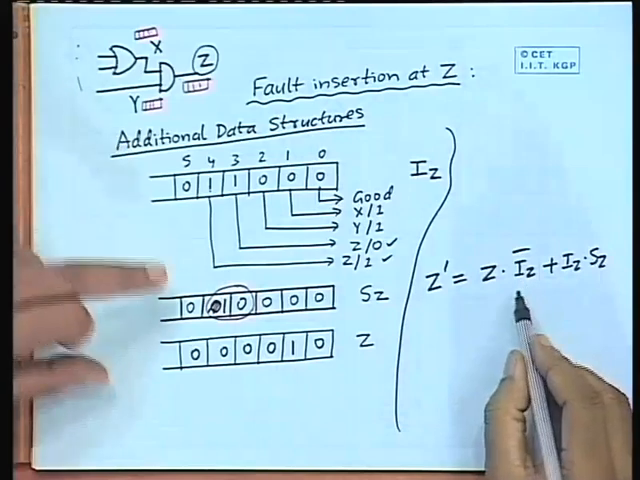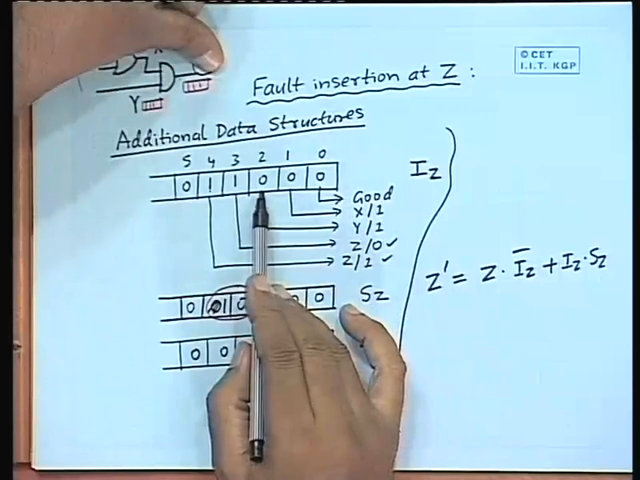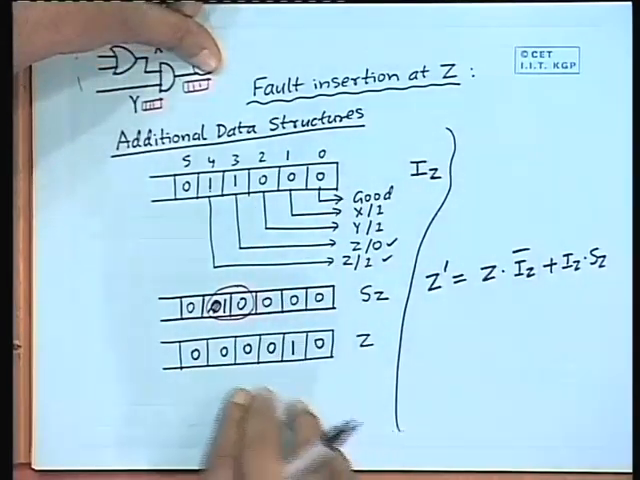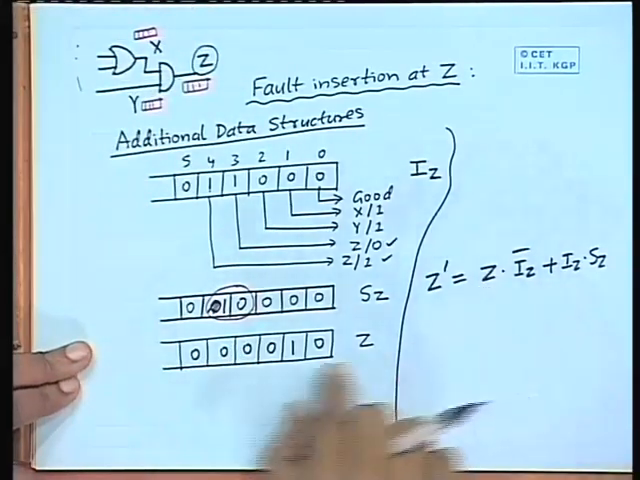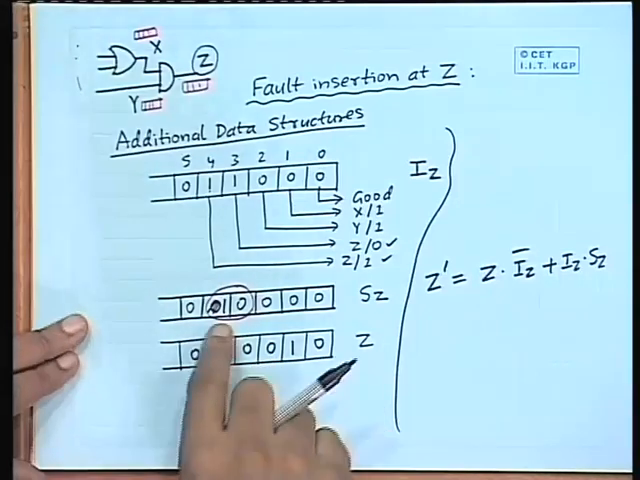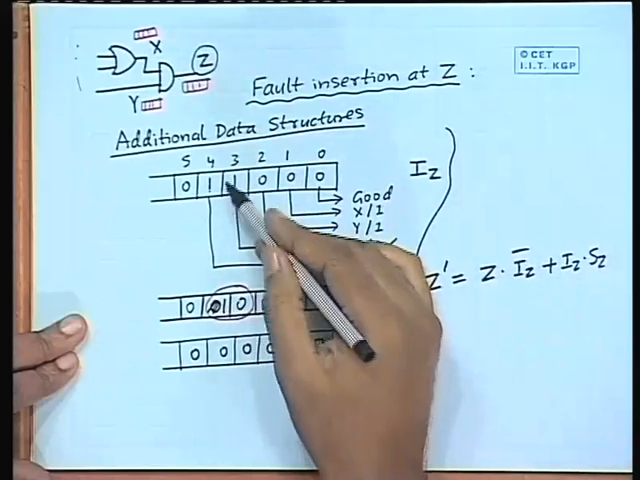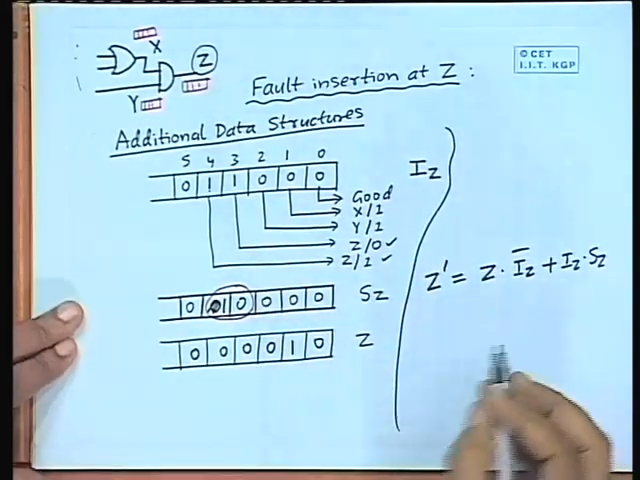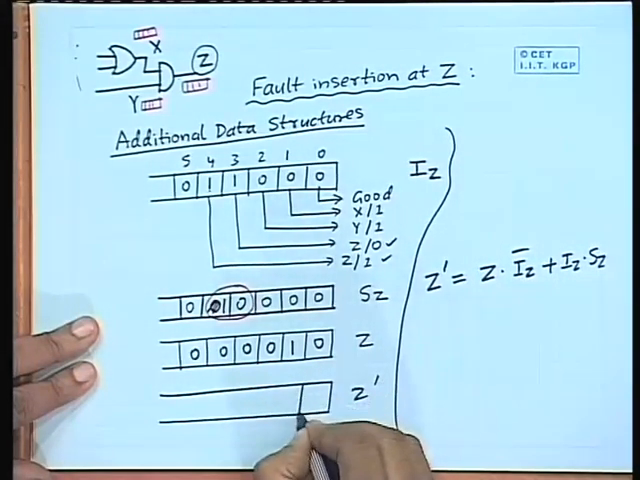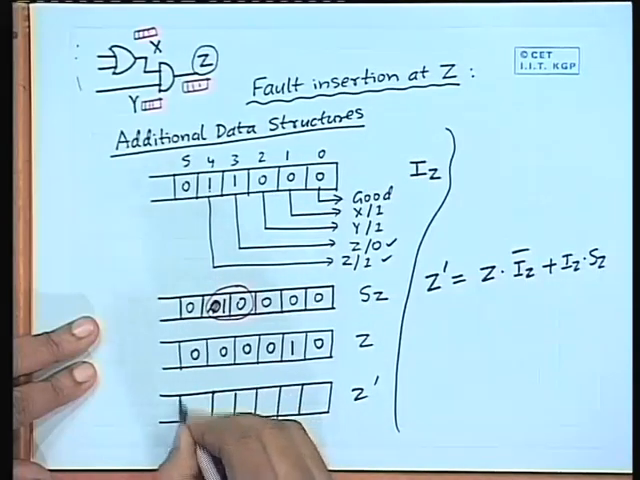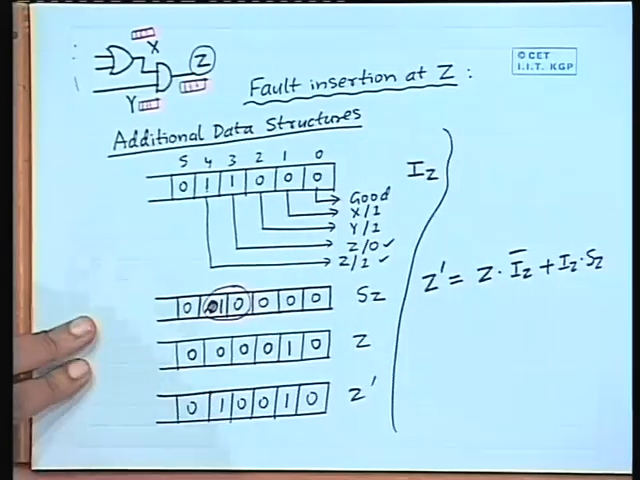The first one says IZ bar means what? Other than these faults, all the other faults. So, ignoring fault on Z, you take out only those 2 bit positions from Z and retain all other bit positions as it is. For those 2 bit positions, you AND IZ with SZ, which is stuck at 1, which is stuck at 0, and insert it there. So, if you do this, Z dash will become 0, 1, 0, 0, 1, 0.